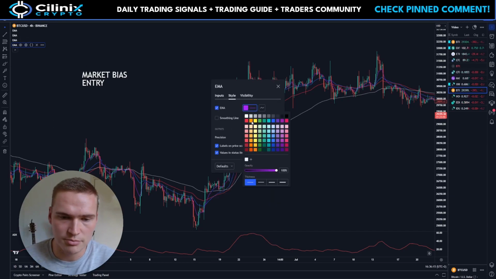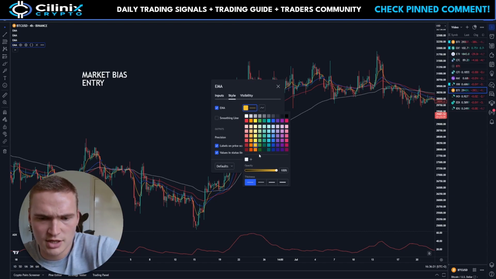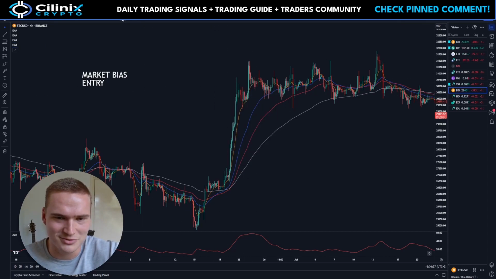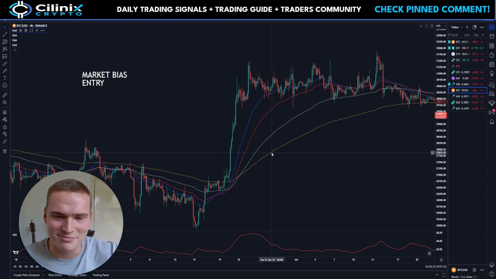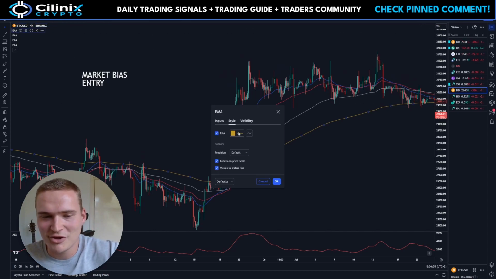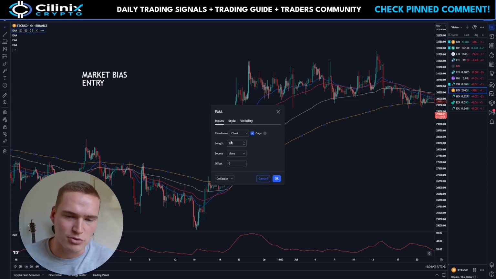First of all, the color. Personally, I have them color coded in a specific way, but that doesn't matter that much. And I cannot find the good color anymore, which is a little bit frustrating. Let me actually do this. Yeah, I can still do this. All right, so here you can actually see the previous moving average that I have, because I like this color. You can put in the color. Visibility doesn't matter at all. It's all about the inputs, because there, first of all, you see source doesn't matter.